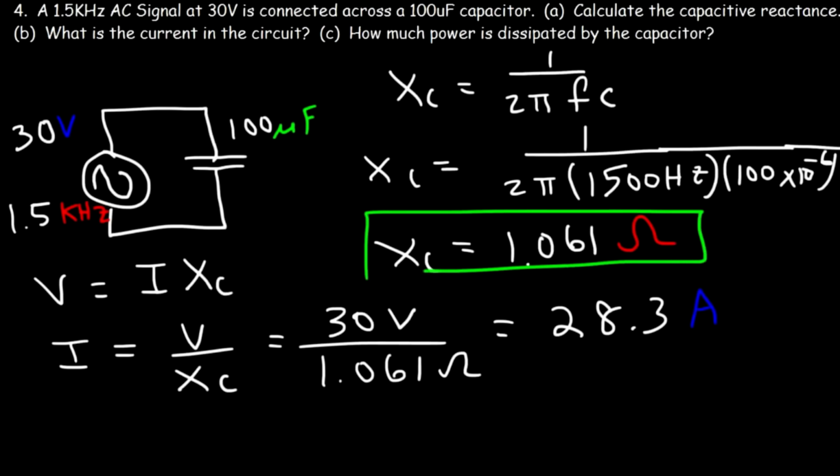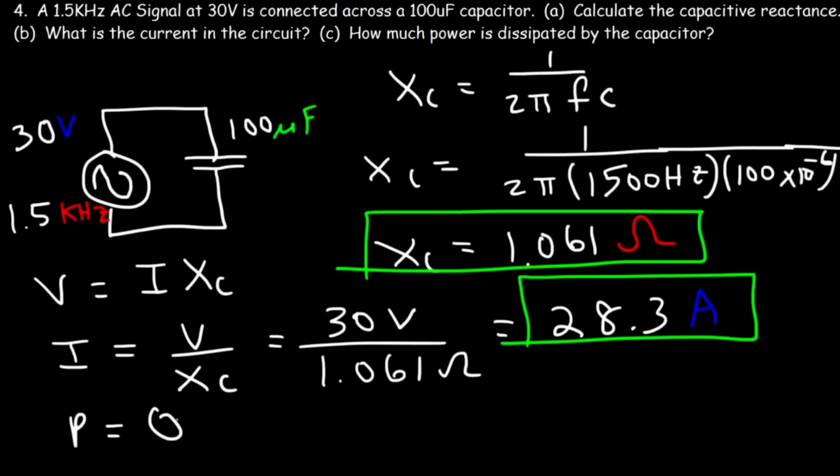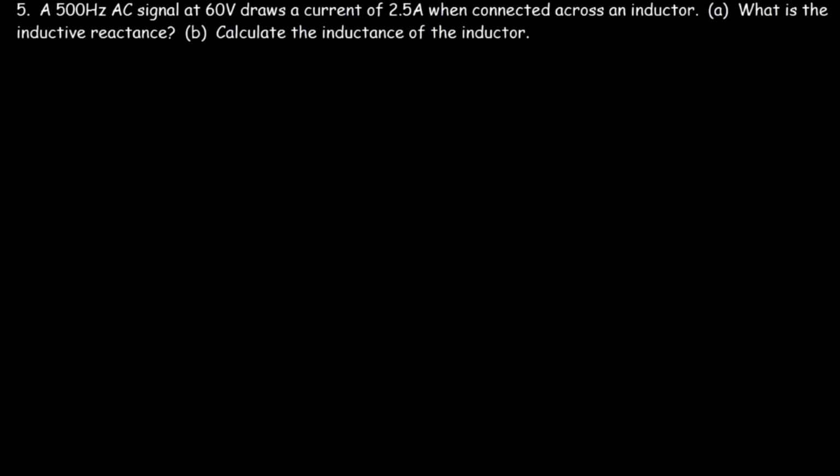Now part C, how much power is dissipated by the capacitor? Like the inductor, the capacitor doesn't dissipate anything, so it's 0 watts. It stores energy in its electric field and then temporarily releases it back. So this is the answer to part C.